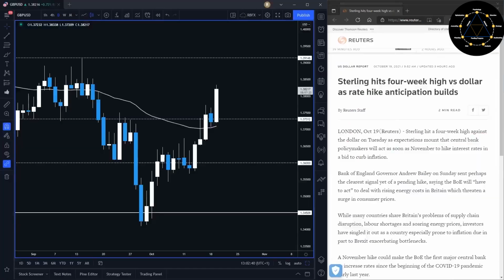So here we can see a chart on the left-hand side of pound dollar, and on the right-hand side, an article from Reuters saying sterling hits 4-week high versus dollar as rate hike anticipation builds. So this is basically the market moving off the back of what investors are expecting the central bank might do. And of course, this is that idea of pricing in again. It's more than just pricing in a small data point. It's pricing in a really large market moving event that everyone is watching.